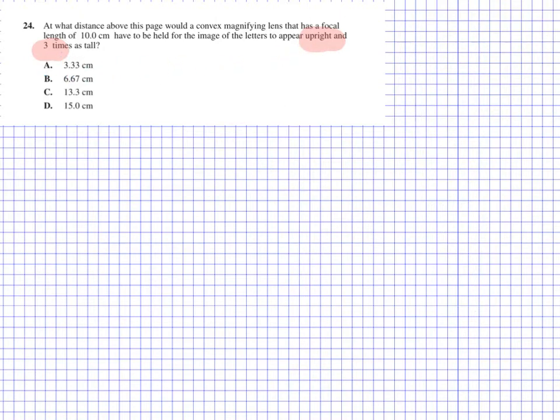Okay, so we know that the focal length has to be 10, and we know that the position of the object, or the distance the magnifying glass is away from the page, has to be less than this, has to be within the focal length. So what we're going to do is just play around with a couple of different arrangements, and we should be able to eliminate some of our potential answers.